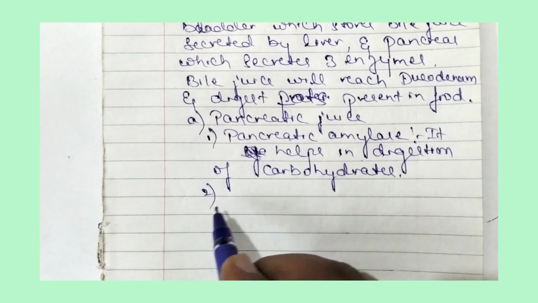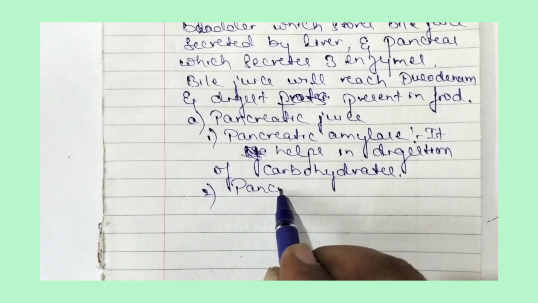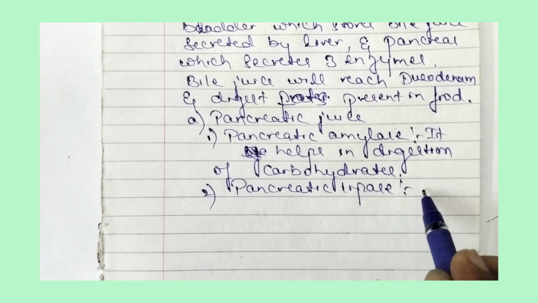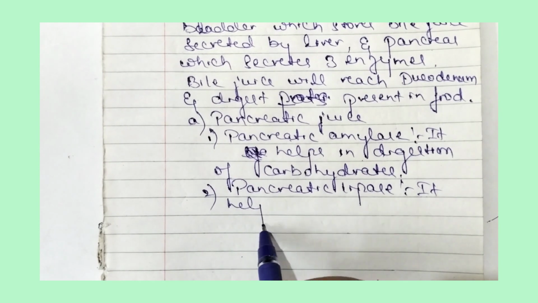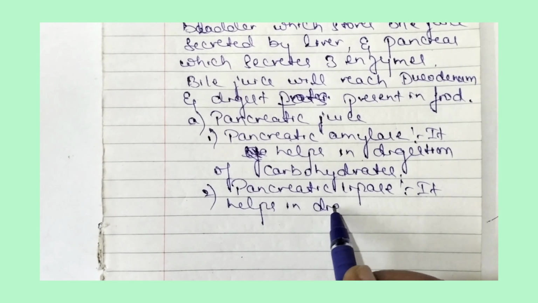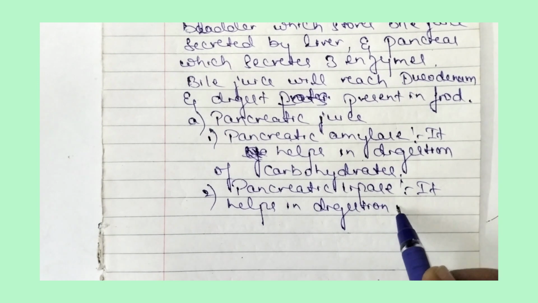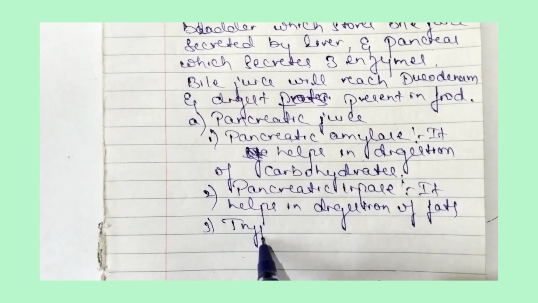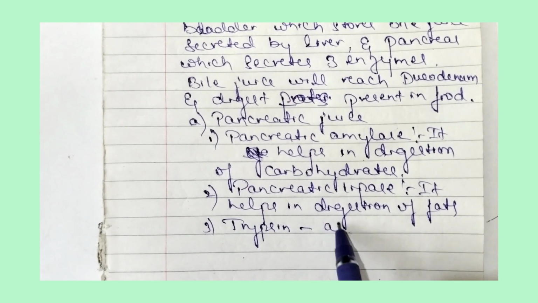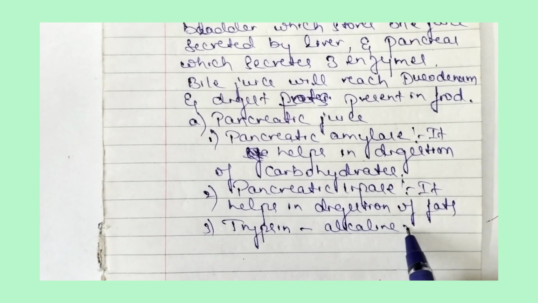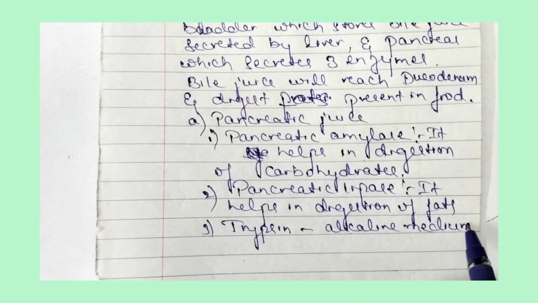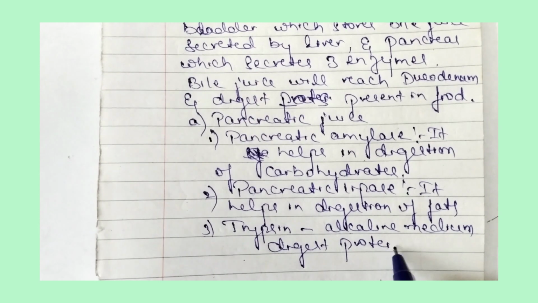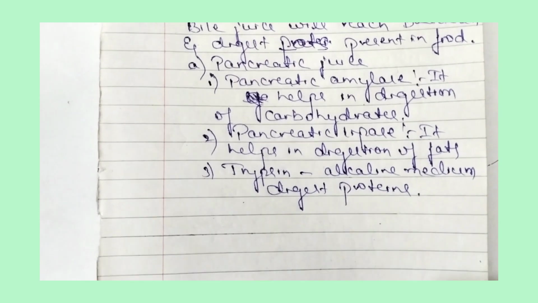Then the second one, pancreatic lipase, helps in the digestion of fats. Then trypsin, which acts in alkaline medium, digests proteins.